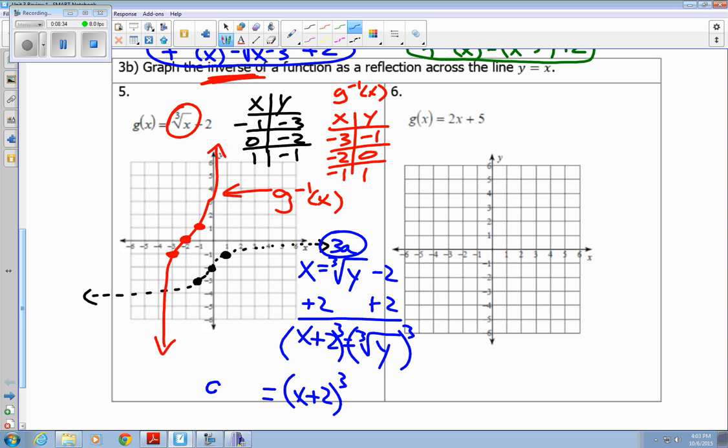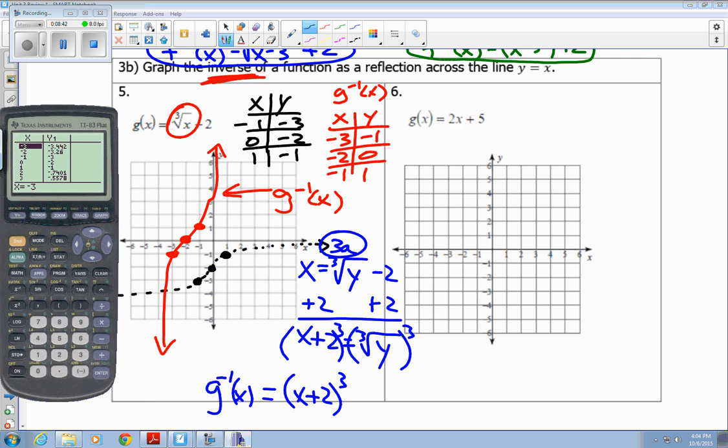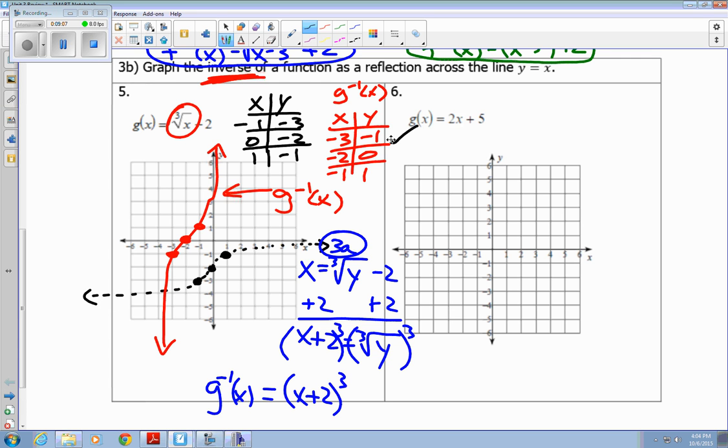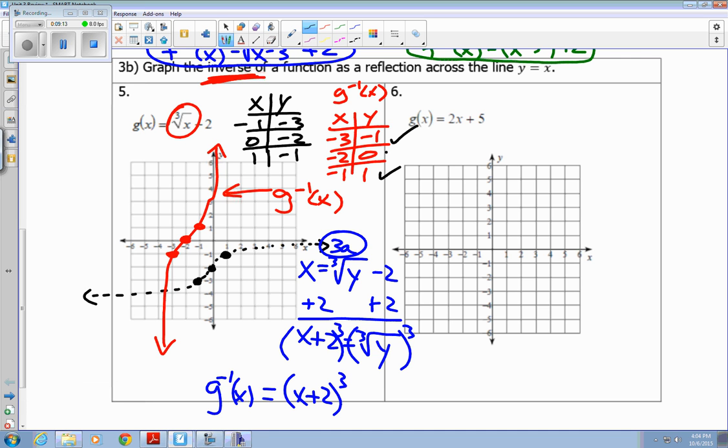If you put that in the calculator, so we're going to put x plus 2 cubed. So this is another way to solve the same problem on number 5. If you understood the other way, keep doing it. So x plus 2 cubed, if we graph this, it should look just like my red line there. That's pretty close. Let's look at some points. Yeah, -3, -1, check. -2, 0, and -1, 1. Check, check. Those are my 3 points. Perfect. Alright, let's move on to number 6.